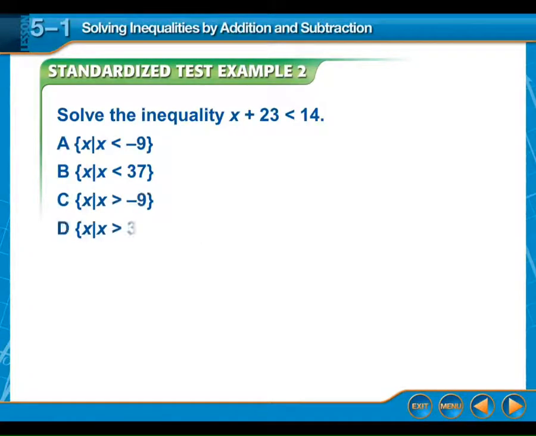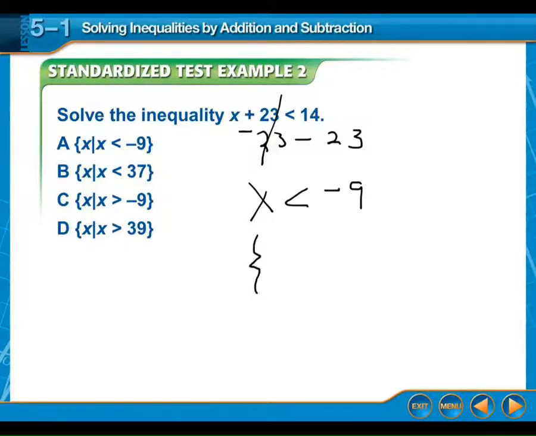All right, so let's solve the inequality. X plus 23 is less than 14. And I'm simply going to subtract 23 from both sides of the equation. That cancels out. We're left with X is less than, let's see, -9. And if we're writing that in set notation, that is X is such that X is less than -9.